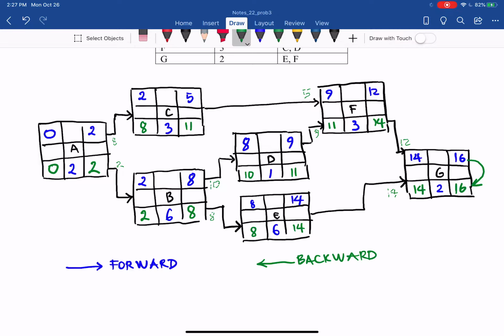In the next video for this problem, I show you how to determine the total float, free float, and the critical path and critical activities.